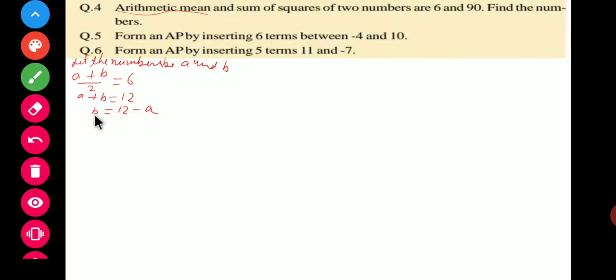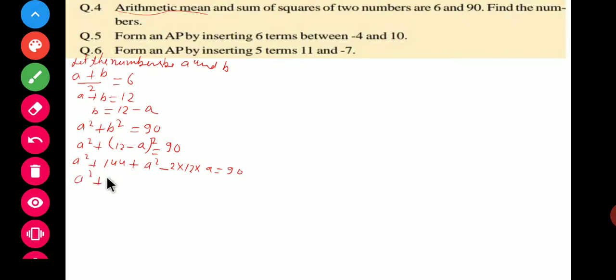Now the sum of squares of two numbers is 90. That means a square plus b square is given as 90. So a square plus b square, that means a square plus (12 minus a) whole square, is equal to 90. Open the whole square: that is a square minus 2 into 12 into a plus 144, so a square plus a square minus 24a plus 144 is equal to 90.